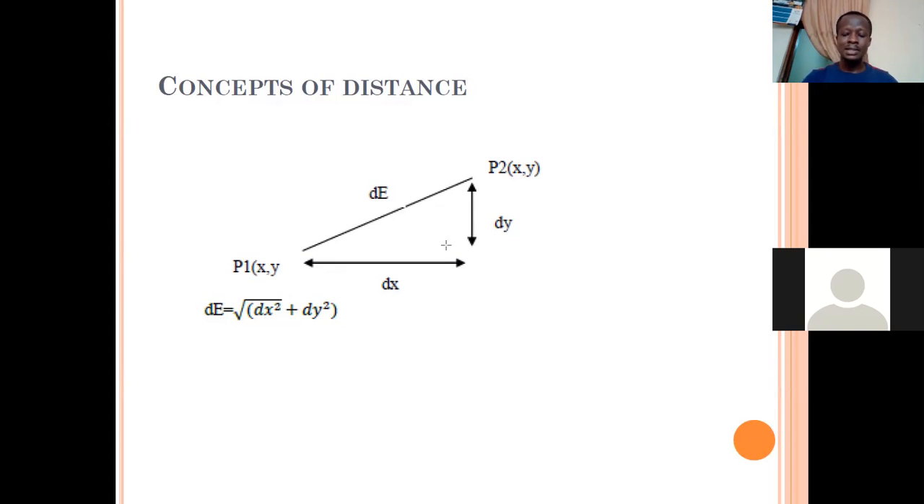All right, so Euclidean distance is like that. Pythagorean formula is used. Is that okay? All right, great. I think we all know this. Now let's move on and look at the other one.